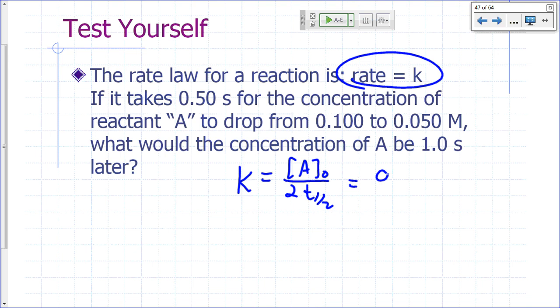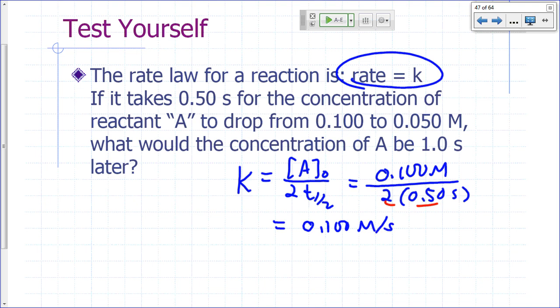So a naught is 0.100 moles per liter over 2 times our half-life, which is 0.5 seconds. So what is 0.1 over 2 times 0.5? Should be able to do this in your head. 2 times a half is 1, right? So you're dividing by 1. So this is 0.100 moles per liter per second. That's our k. So we can then say that a must be equal to a naught minus kt. Okay, this is the equation for zero order.